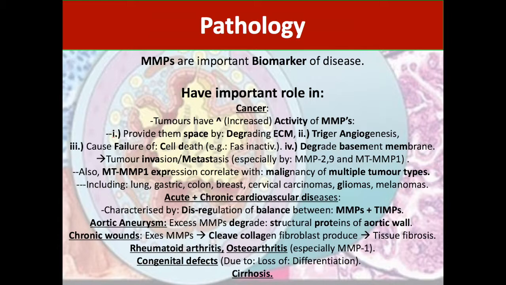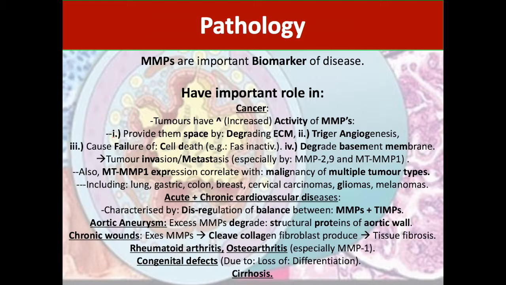4. They degrade the basement membrane, which enables tumor invasion and metastasis, especially by MMP2, 9, and MT1-MMP. Also, MT1-MMP expression correlates with malignancy of multiple tumor types, including lung, gastric, colon, breast, cervical carcinomas, gliomas, and melanomas.